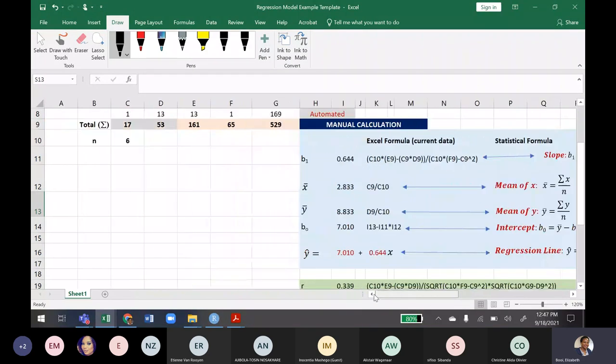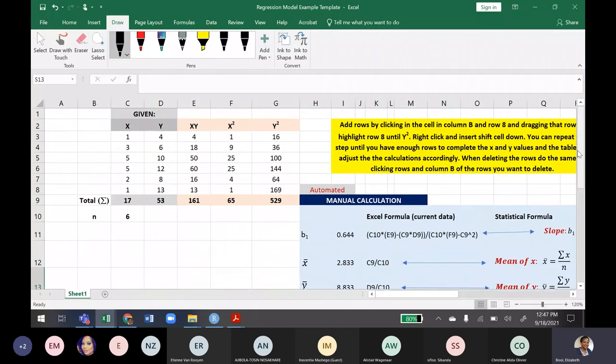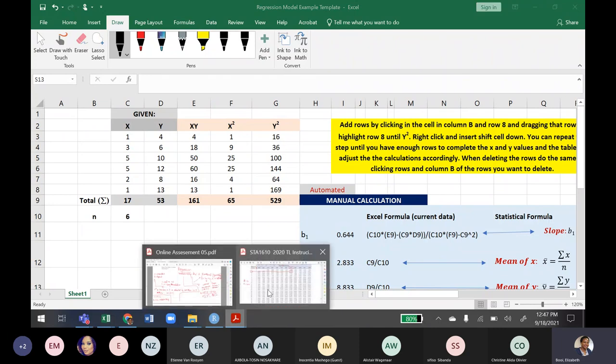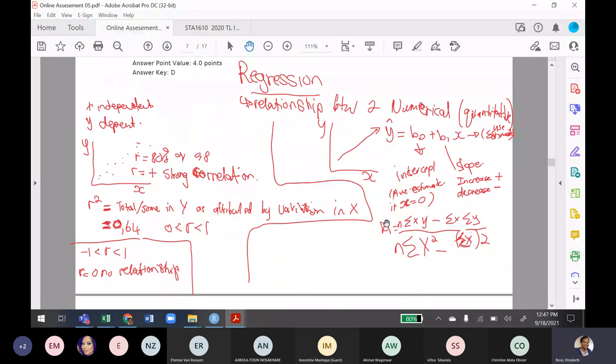What you also need to remember is that you can use this template, but you need to know how to substitute the values. This template calculates the sum of x and y, the sum of x squared, and the sum of y squared, in case they ask you questions relating to that. So you should be able to calculate manually or by using the template as well.